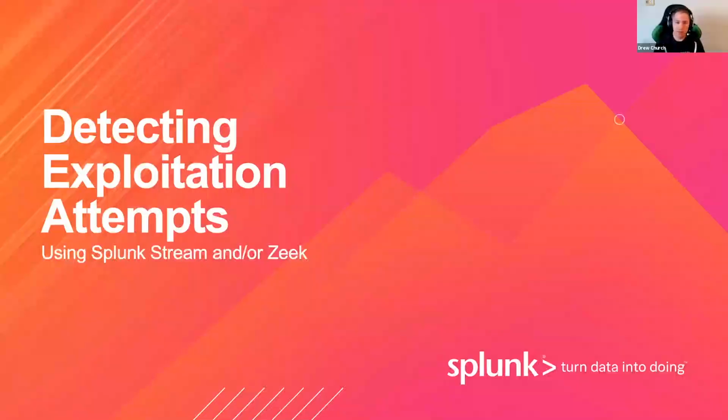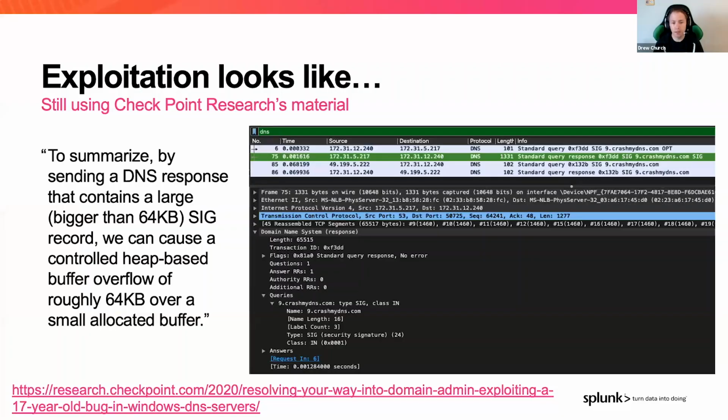Moving on into detecting exploitation attempts, we're going to use two different technologies here, Splunk Stream and ZEEK. But before we get into those specific technologies, I want to go over what exploitation looks like. Again, I'm still using Check Point's original research to frame the discussion and introduce some of the concepts. The takeaway here with SIGRed is it's all about large requests and large responses.